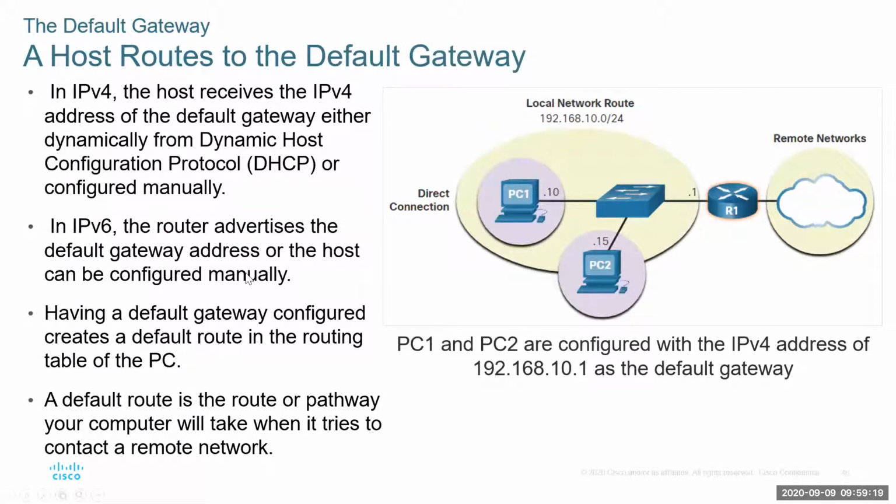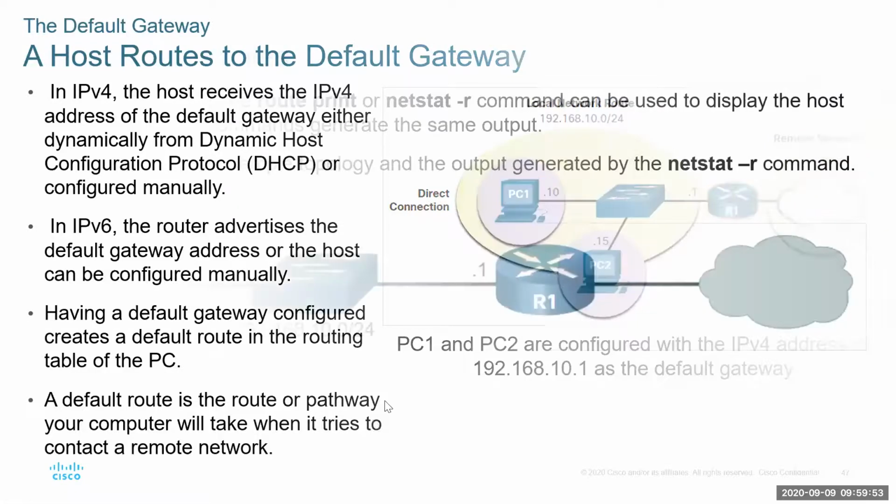Your host's route to a default gateway is usually sent automatically through DHCP, or you can configure this manually. On IPv6, they actually advertise the default gateway out to everything, or you can again configure it manually there. Having a default gateway configured creates a default route within the routing table of the PC, and a default route is a route that allows you to send traffic out. So you can set that manually on a PC, again, with your IP address space, but I can also dictate my routes going out on a PC as well.